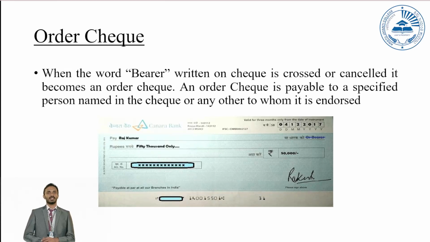So for an order check, the word bearer on the face of the check is cancelled. An order check is payable to a specified person named in the check or any other to whom it is endorsed. So one person's name is there on the face of the check, and the term bearer is also cancelled. Then only that particular person can encash the check over the counter. Or else we can endorse the check to another specified person. So the specified person is essential in the case of an order check. Whoever carries the check is not entitled to withdraw the money.